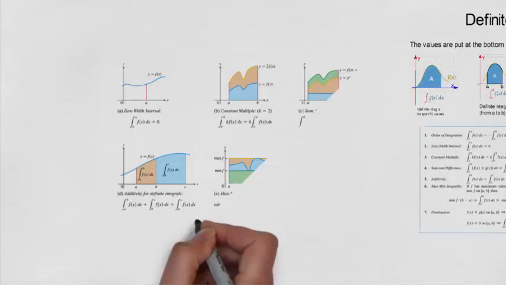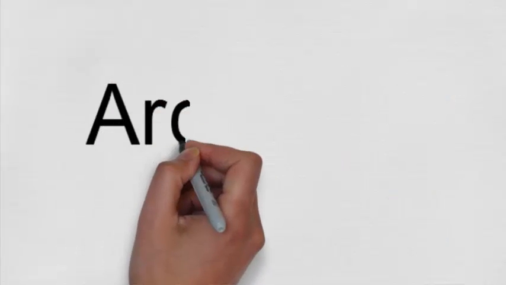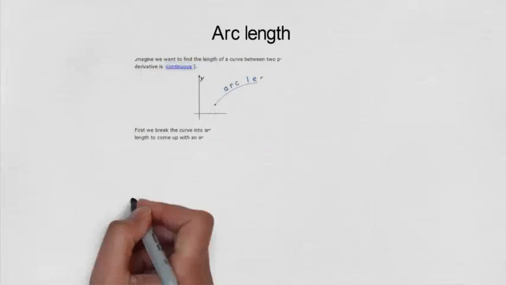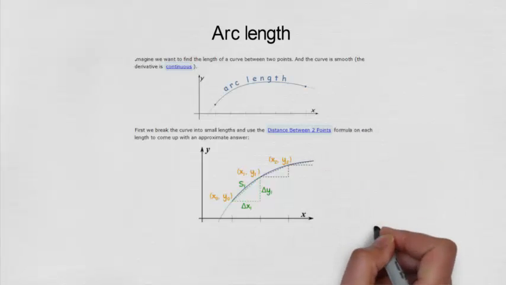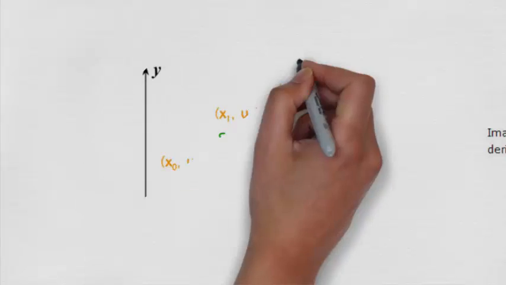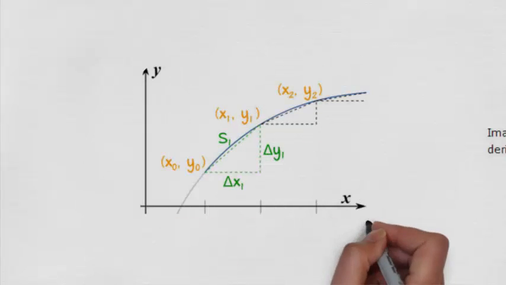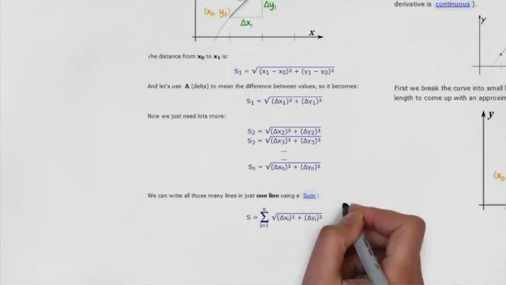Arc length. Imagine we want to find the length of a curve between 2 points, and the curve is smooth. First, we break the curve into small lengths and use the distance between points formula to come up with an approximate answer. The distance from x0 to x1 is, and let's use delta to mean the difference between values, so it becomes, now we just need lots more.